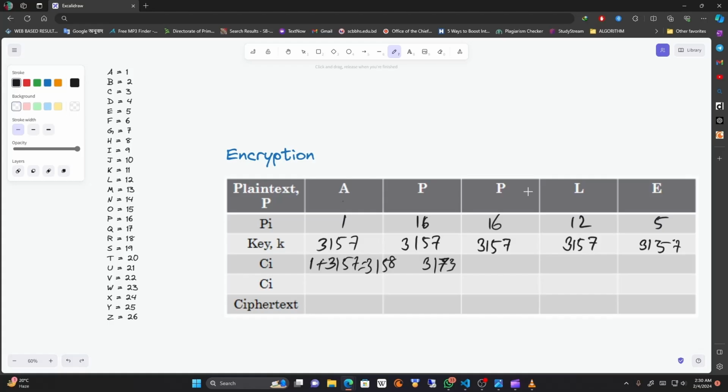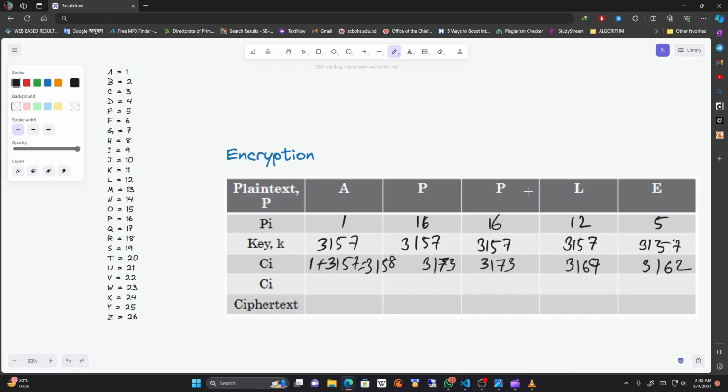Similarly, this is also 3173, and this will be 3169, and this will be 3162.